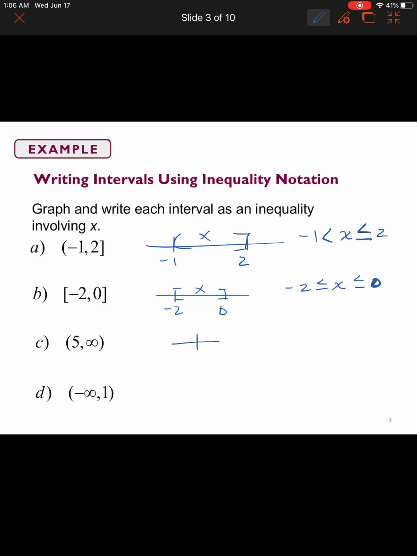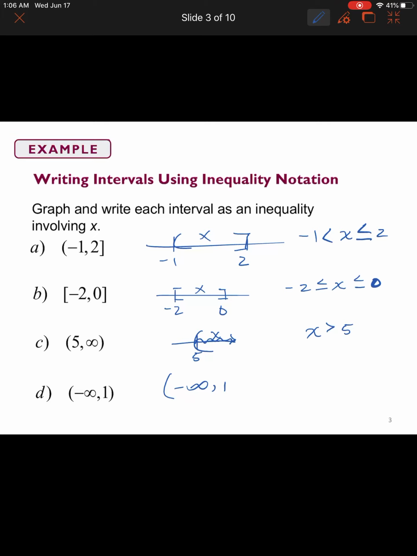And then we have 5, and it says go to the right forever. I'm going to shade. Do not include 5 though. So we're going to write our x. We're going to write 5. It says x goes to the right of 5. X is greater than 5.